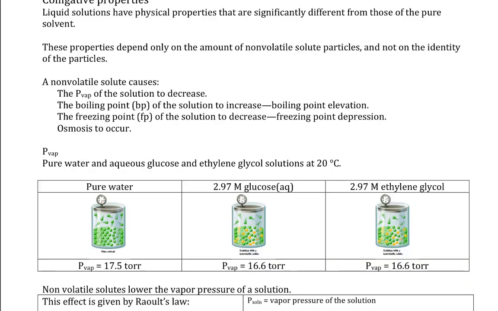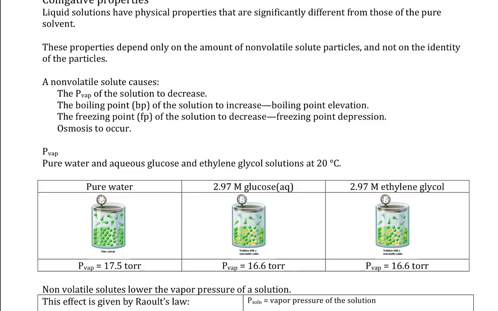Okay, our next section is called colligative properties. Liquid solutions have physical properties that are significantly different from those of the pure solvent. So we have a solvent, it has certain properties, certain boiling point, certain freezing point, certain vapor pressure. When we put some solute into it, we have a solution, and we find that those properties, the vapor pressure, the boiling point, the freezing point, are very different from what they were in the pure solvent.